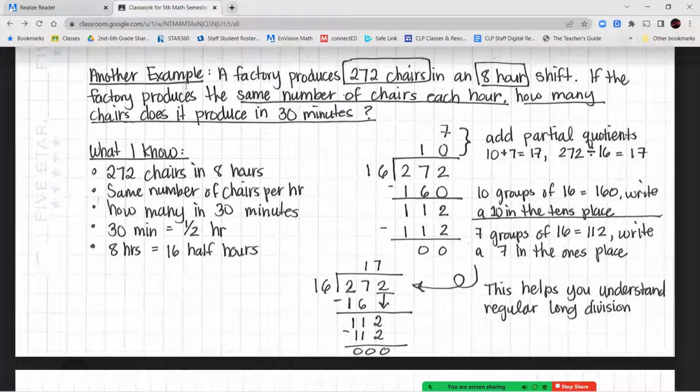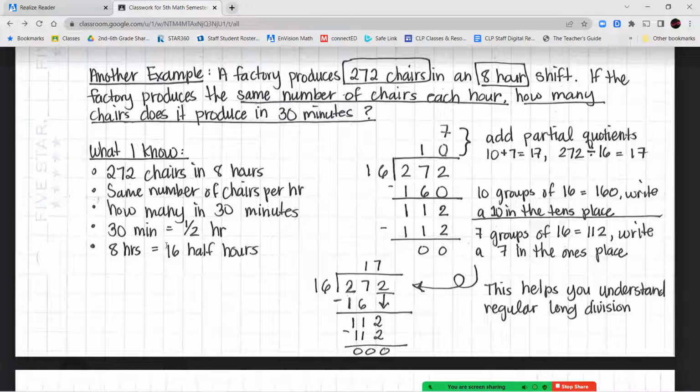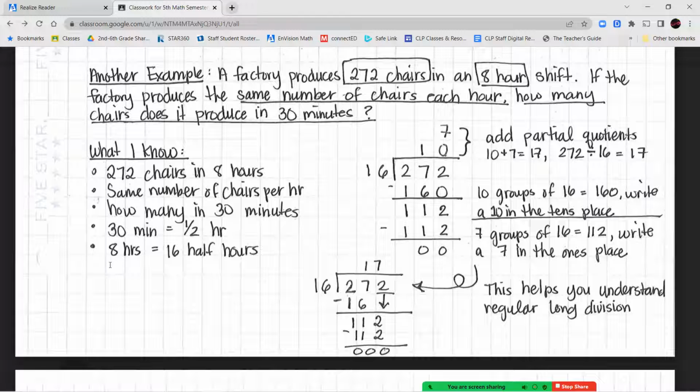So there's a lot of little parts to this question. We know there's 272 chairs in 8 hours, and it's the same number of chairs per hour, but we need to figure out how many are in 30 minutes. So we know 30 minutes is 1/2 of an hour. So that means 8 hours is equal to 16 half hours, right? Because there's 2 half hours in 1 whole hour. So we doubled the number of hours to figure out how many half hours there are. So I know that I needed to do 272 divided by 16, or I could have done 272 divided by 8 and then multiplied my quotient by 2.